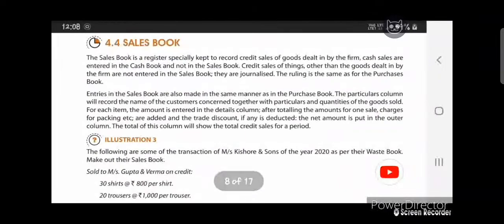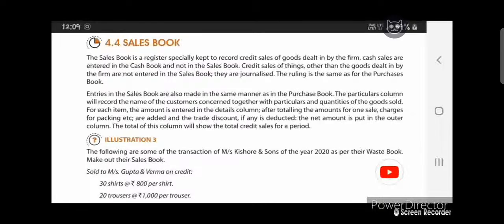Sales book. The next topic is the sales book. The sales book is a register specially kept to record credit sales of goods dealt in by the firm. It is specially to record the credit sale of the goods.